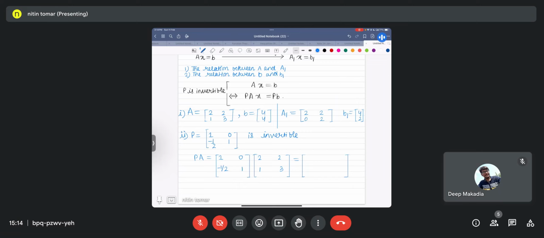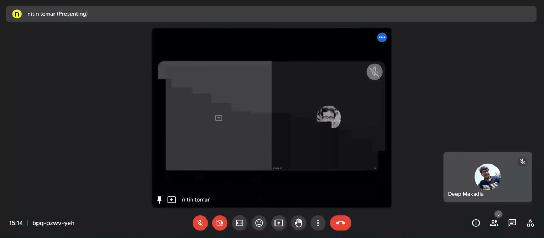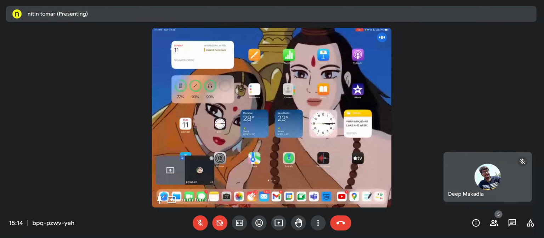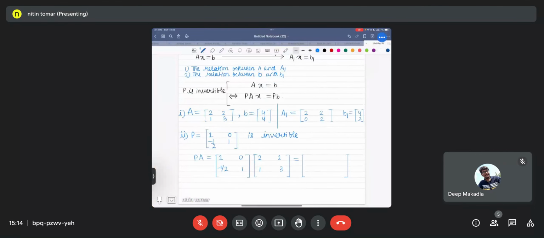See, there is a very strong reason and intuition as to why we are doing this, but you need to have a little patience so as to see why we are doing this. This will just answer your question, believe me. But first, do the computation. What is P times A? The first row will be 2, 2.